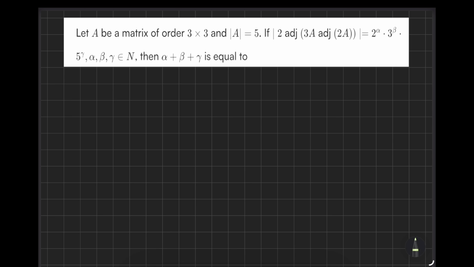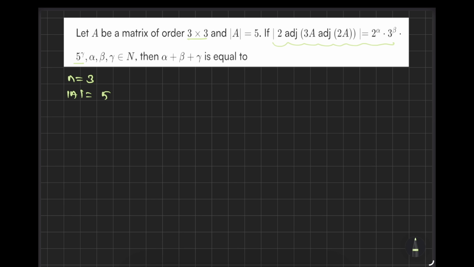So, we got a wholesome new problem which says let A be a matrix of order 3. So, here n is 3. Determinant of A is 5. They have already given you the determinant. If this thing is equal to this, and alpha, beta, gamma belong to natural numbers, find the value of alpha plus beta plus gamma.